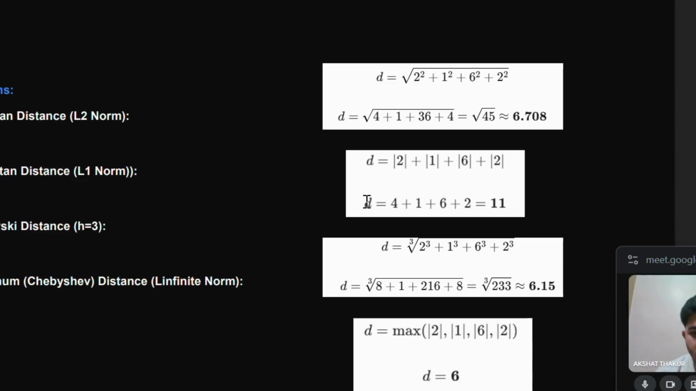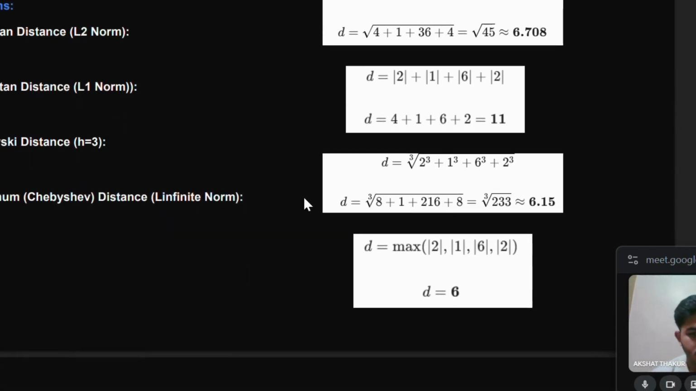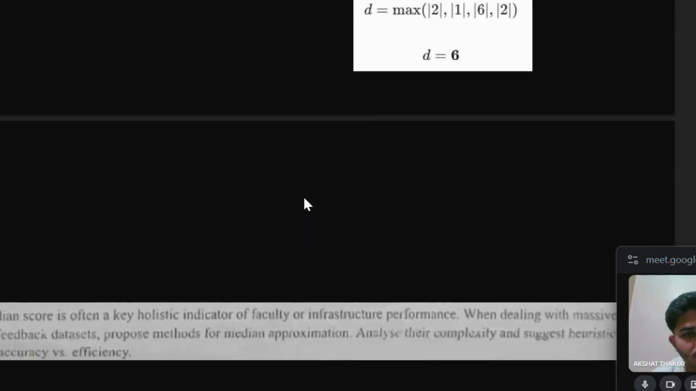I guess 8 would be used because 2 cubed is 8, so there 2 cubed comes instead of 4. Now Minkowski distance with h equals 3. So h is the value of the root and the power. So 2 cube plus 1 cube plus 6 cube plus 2 cube, which will be 8 plus 1 plus 216 plus 8, root 233, which is 6.15. Supremum distance is the maximum among 2, 1, 6, 2, which is 6. So as 6 is the maximum, our distance will be 6.